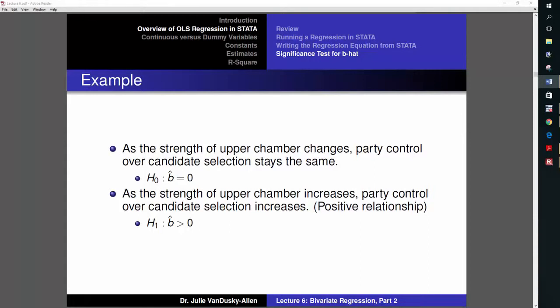And since we expect a positive relationship between strength of upper chamber and party control over candidate selection, our alternative hypothesis should be, as the strength of upper chamber increases, party control over candidate selection should increase, or H1 colon b hat is greater than 0.